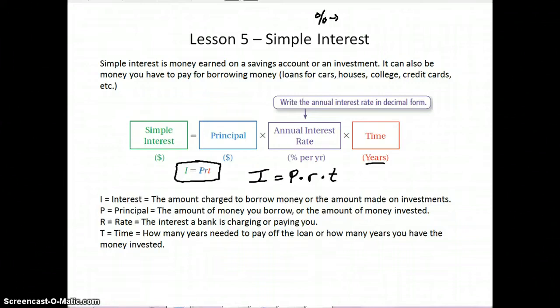Okay, so this is just a couple examples of the basics of the formula and what each thing means. We have interest, which means how much you're getting from putting money in the bank, or how much the bank is making off of you. Principal is how much you put in or how much you borrow. The rate is what the interest rate is, and that can vary. And then time is usually T, which is in years.